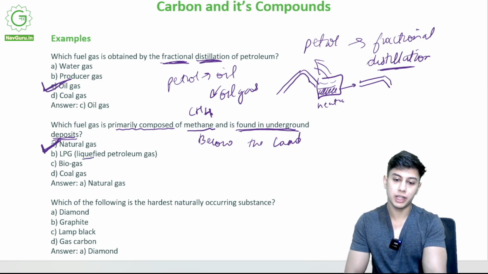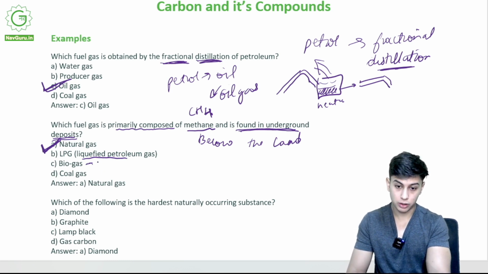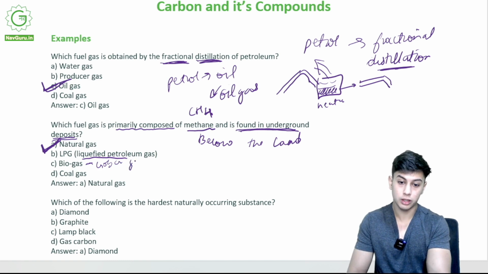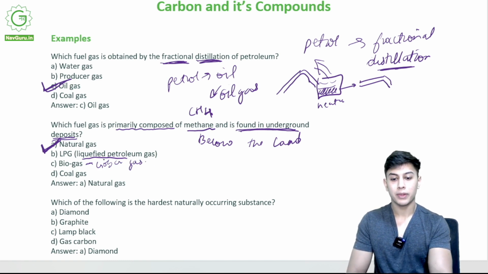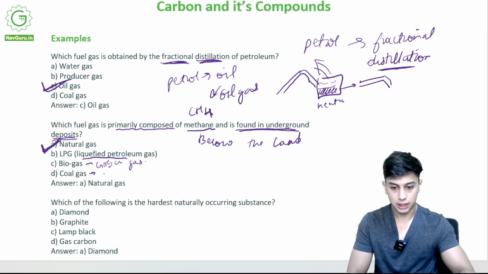LPG. Liquefied petroleum gas. It is in households. Biogas. From decaying organic matter or gobar gas. It is also called that. Alright. Remember that. Coal gas. Through distillation of coal. Okay, answer here is natural gas.